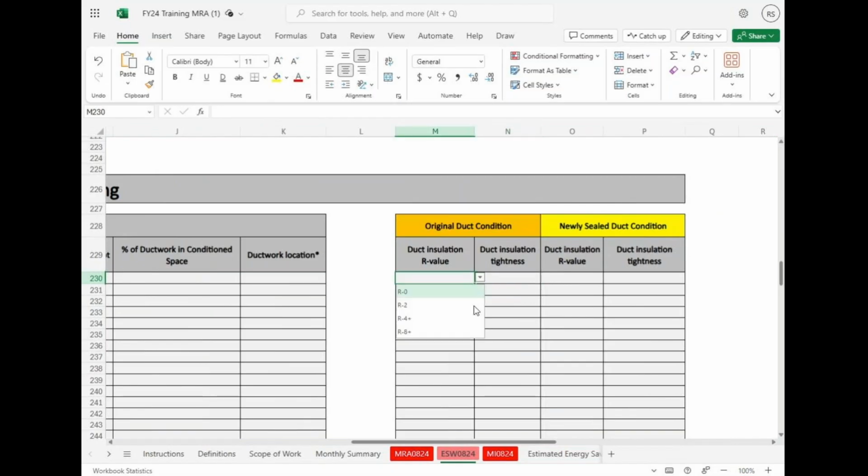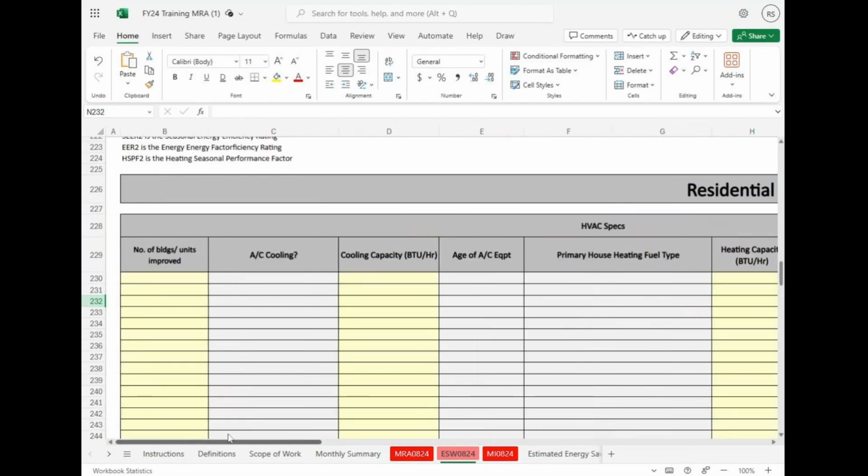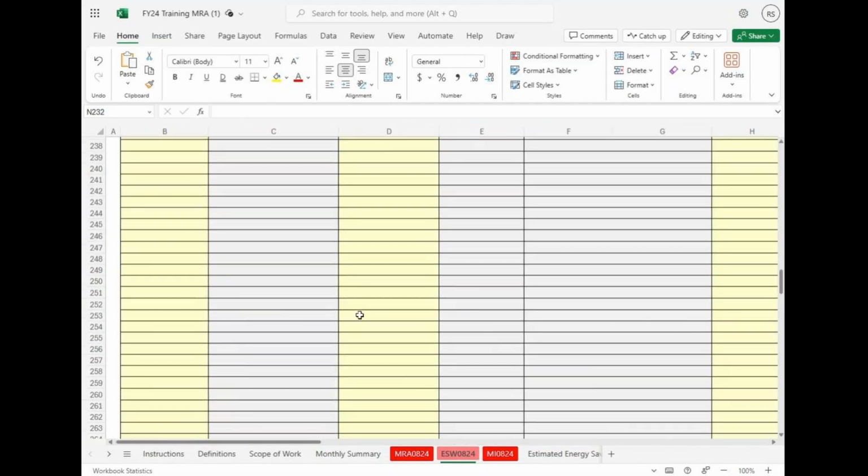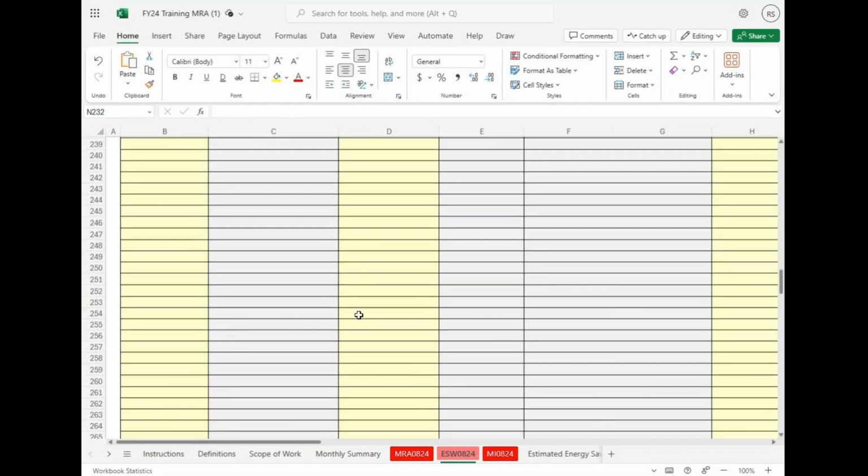Notice, you pull that from a drop-down menu. This is a precise match of what's required of how BPI calculates duct tightness. So we're pulling it directly from their terminology. So for further details, refer to the BPI reference tables, refer to their explanations, as they can do it a lot better than we can.